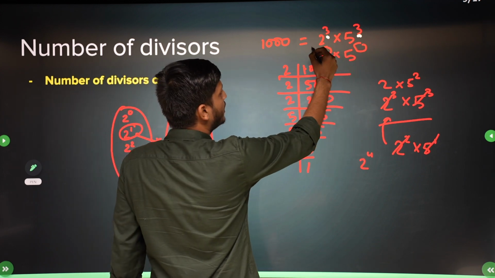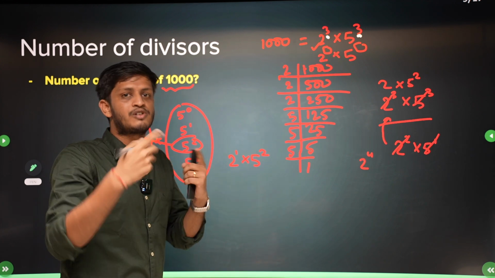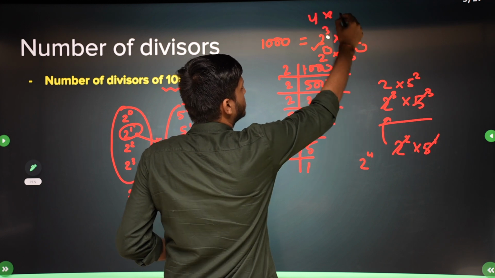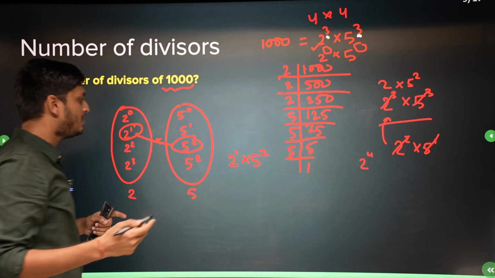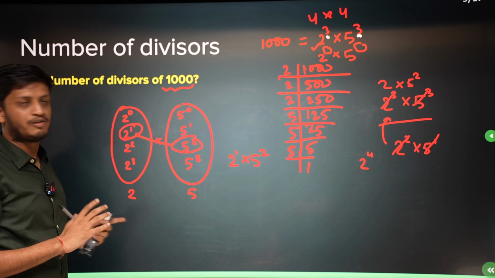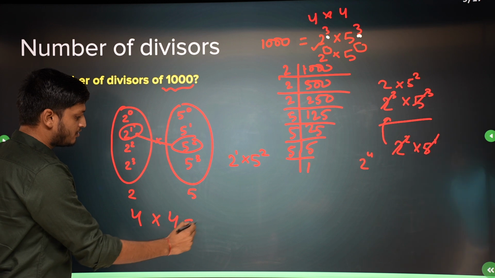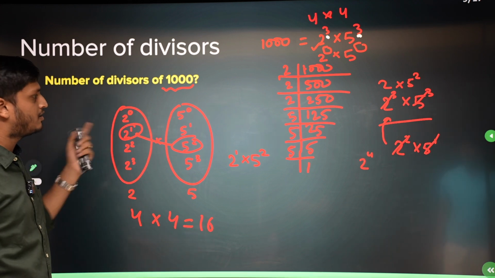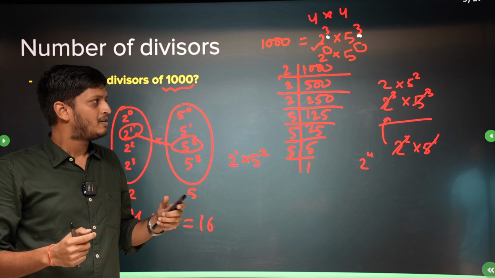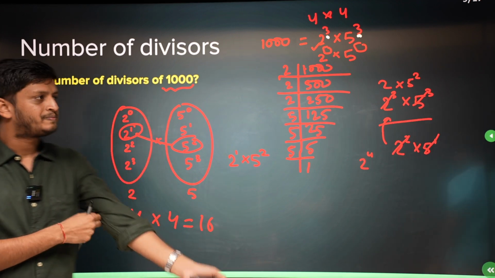So how many options do I have for 2? 3 plus 1, actually, not 3, because 2 to the power 0 is also an option. 0, 1, 2, 3. So we have 4 options for 2 and we have 4 options for 5. Again, why rule of product? I have to take a power of 2 and I have to take a power of 5, and rule of product. So I have 4 options here and I have 4 options here. So you have 16 divisors for 1000, right? So you can now actually calculate the number of divisors for any number from whatever we have learned.